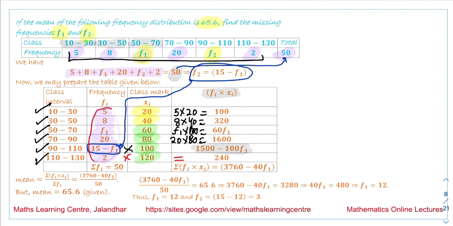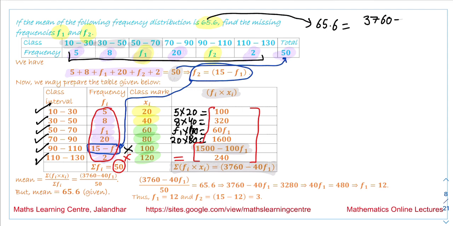The sum of the frequencies is given to be 50, and now we calculate the sum of these values, that is sigma fi xi. On adding these values, the answer we obtain is 3760 minus 40 f1. So the value of the mean that is given to us is 65.6, and this should be equal to the value of sigma fi xi, that is 3760 minus 40 f1, divided by the value of sigma fi, which is 50.